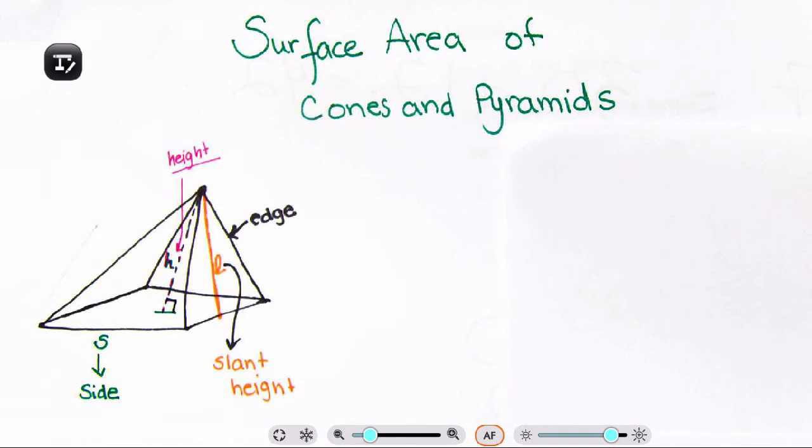Beautiful people, and welcome. In today's video, we will be discussing the surface area of cones and pyramids. Both are going to be covered in this video, along with some composite figures and the surface area of them.